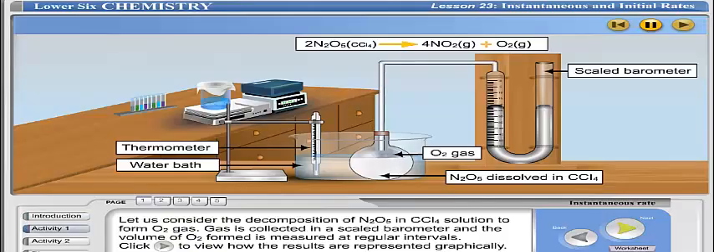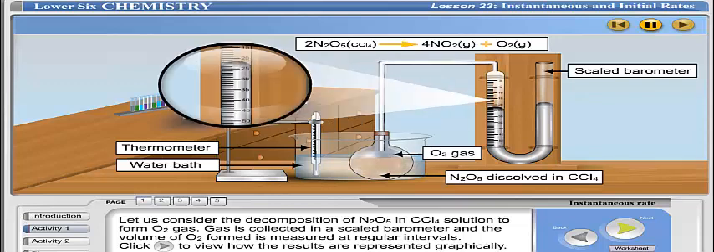Let us consider the decomposition of N2O5 in CCl4 solution to form O2 gas. Gas is collected in a scaled barometer, and the volume of O2 formed is measured at regular intervals. Click Next to view how the results are represented graphically.